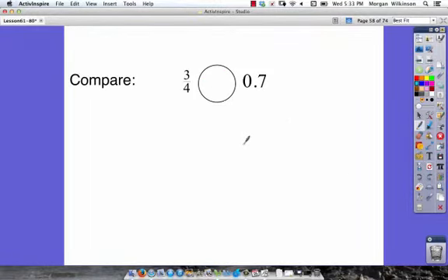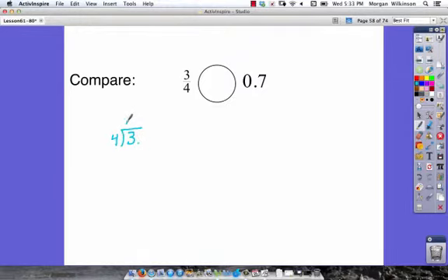Here we want to compare 3/4 and 0.7. Now this problem doesn't say we have to convert the fraction to a decimal or the decimal to a fraction, so we could do either way. Since this lesson is about fractions going to decimals, let's convert 3/4 into a decimal. So what we could do, you might know what 3/4 is as a decimal. If you didn't, that's okay, because you could always say 3 divided by 4.